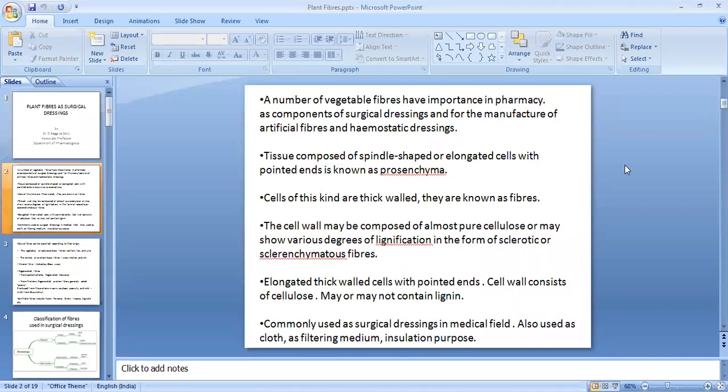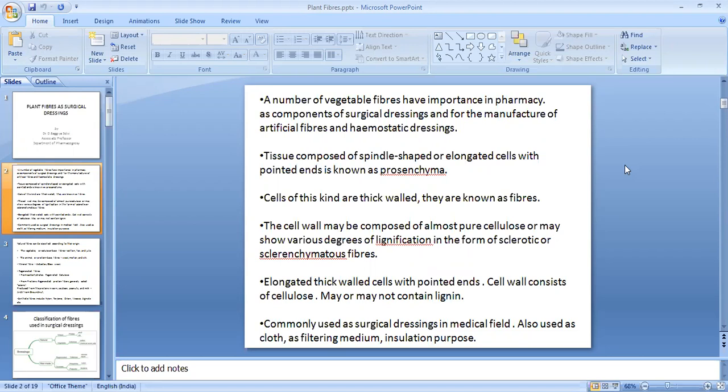When you look at fibers, a number of vegetable fibers have importance in the pharmaceutical field as surgical dressings, and are also used in the manufacture of artificial fibers and hemostatic dressings.